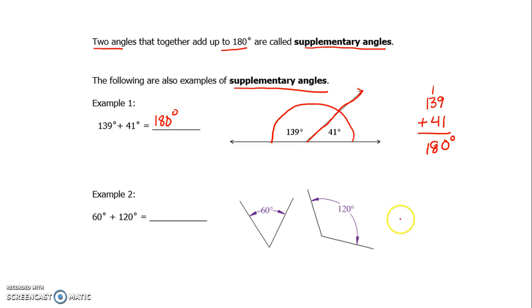This is another pair of supplementary angles. They just don't happen to be adjacent. They don't share a side. But if you add 120 plus 60, you get 180 degrees. Therefore, these two angles are supplementary. 60 is the supplement of 120. 120 is the supplement of 60.